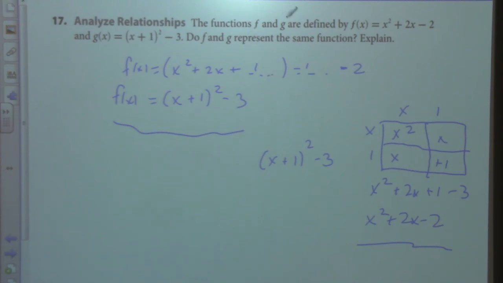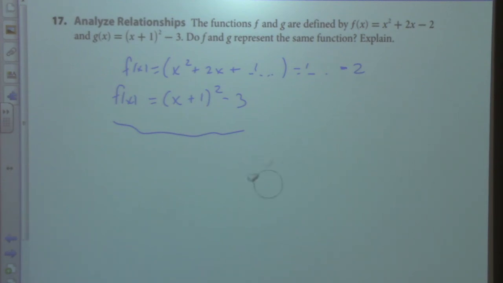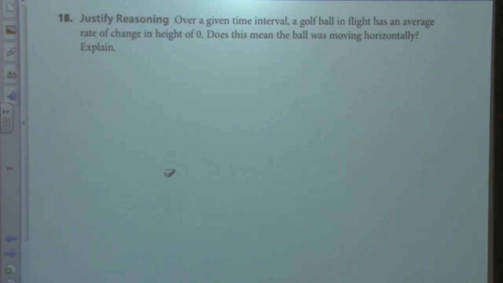And next, we get to 18. And here's 18 over a given time interval, and I'm going to call on somebody for that. I want you to think about 18. I'm going to call on somebody else. One thing I found on 18, making a sketch of what's going on can be quite helpful to you.